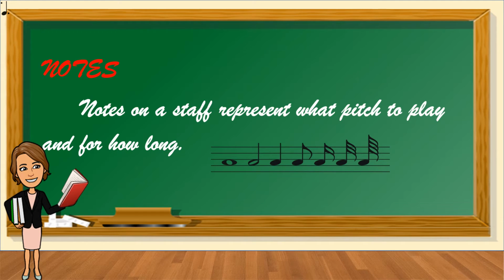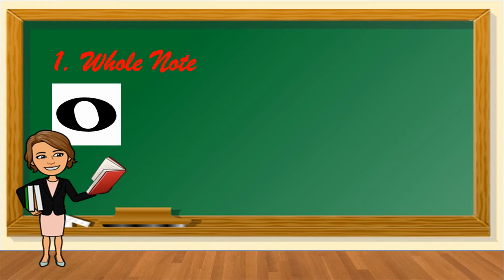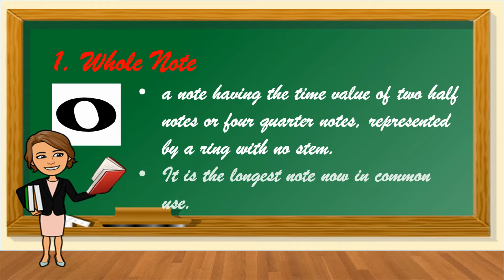Again, as I said earlier, notes on a staff represent what pitch to play and for how long. Let us identify the different notes. So we have here the whole note. A note having the time value of 2 half notes or 4 quarter notes, represented by a ring with no stem. It is the longest note now in common use.